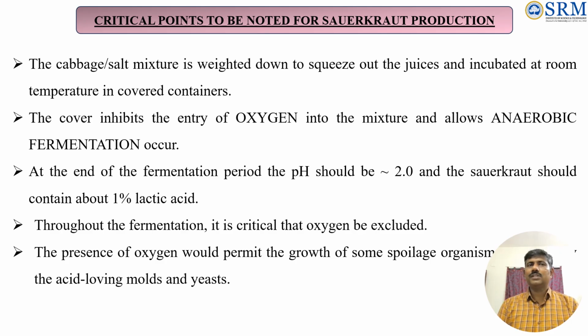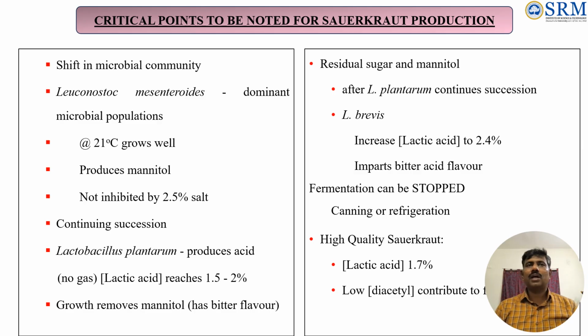The presence of oxygen could permit the growth of spoilage microorganisms, particularly acid-loving microorganisms such as molds and yeast, which will grow and spoil the sauerkraut fermentation. Sauerkraut fermentation occurs through a mixed microbial population. It's initiated by Leuconostoc mesenteroides and continued by Lactobacillus plantarum and Lactobacillus brevis.